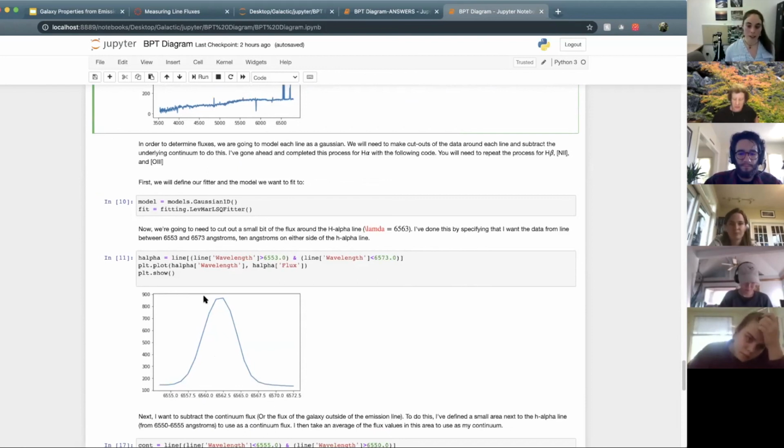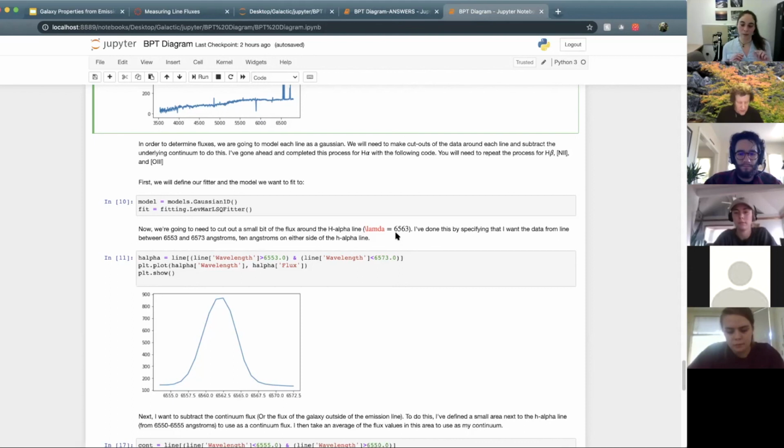I've done that for the H alpha line. I grabbed the data 10 angstroms on either side of the H alpha line, which is at 6563. I didn't worry about redshifting because NGC 6946 is about 3 megaparsecs away. It is redshifted, but only a slight amount, so we can pretty much ignore that and be okay. You can always assume that your rest wavelength is approximately the rest wavelength of the line.